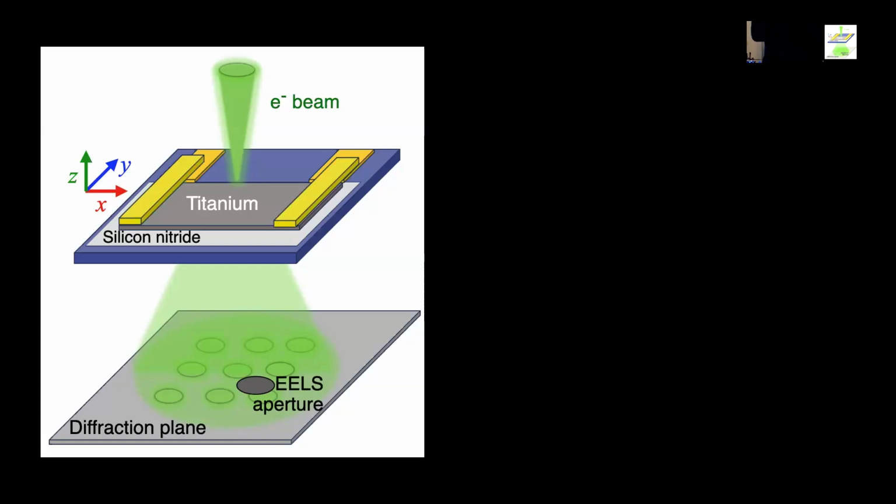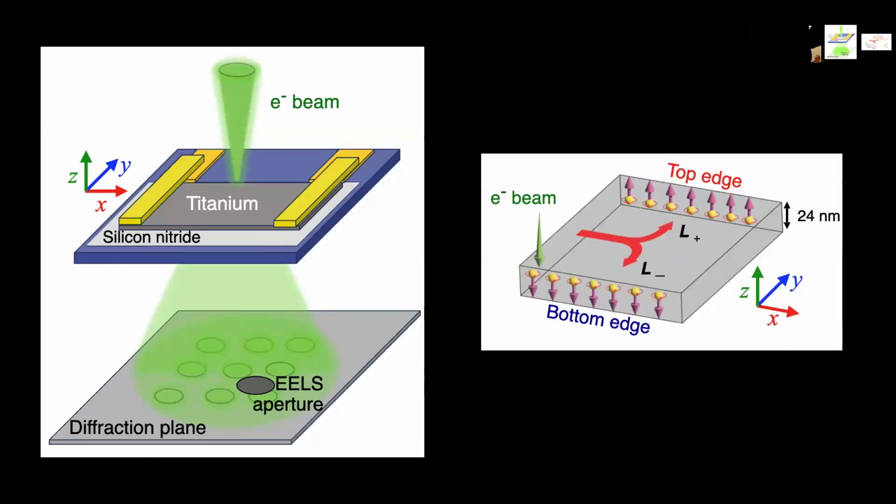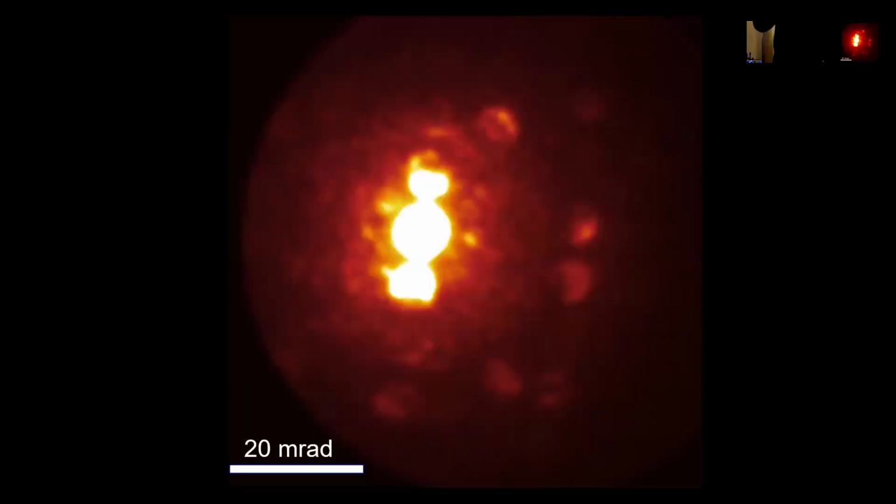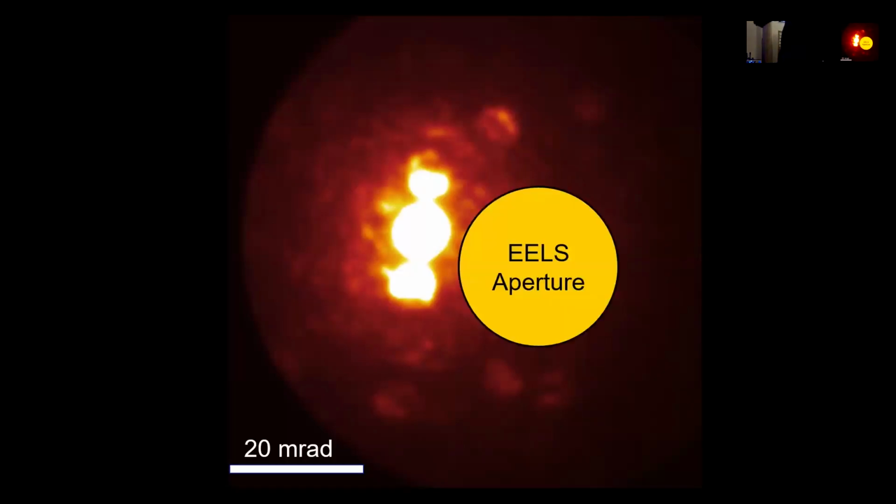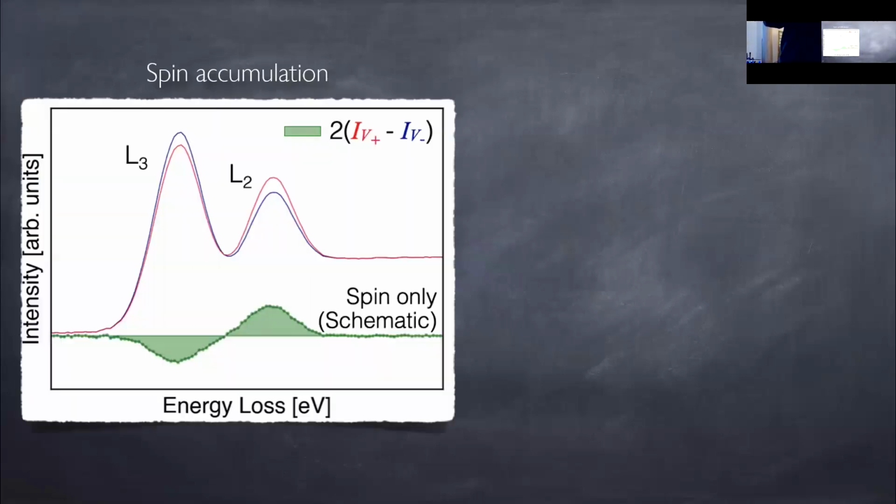The second way is you have the current going from left to right, and then you just sweep the current at the same edge, and you do the measurement. And then the thing is that you don't know whether it will be spin or orbit that accumulates there. The way that we do the experiment is, here is the diffraction pattern that you acquire in the microscope, and this is where we put the EELS aperture. And this is the scale of how big the EELS aperture was, and how small this is, like 5 milliradians in here.